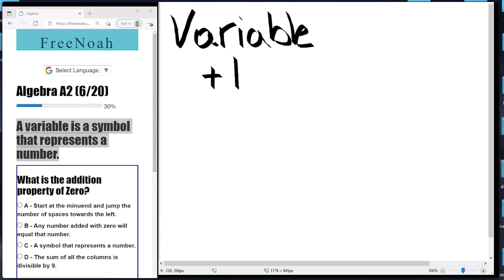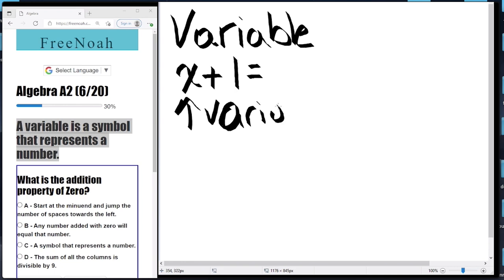So we've got here x plus 1 equals. The x here is a variable. It's not a number, it's a letter. And this is a variable, and we can interchange it.